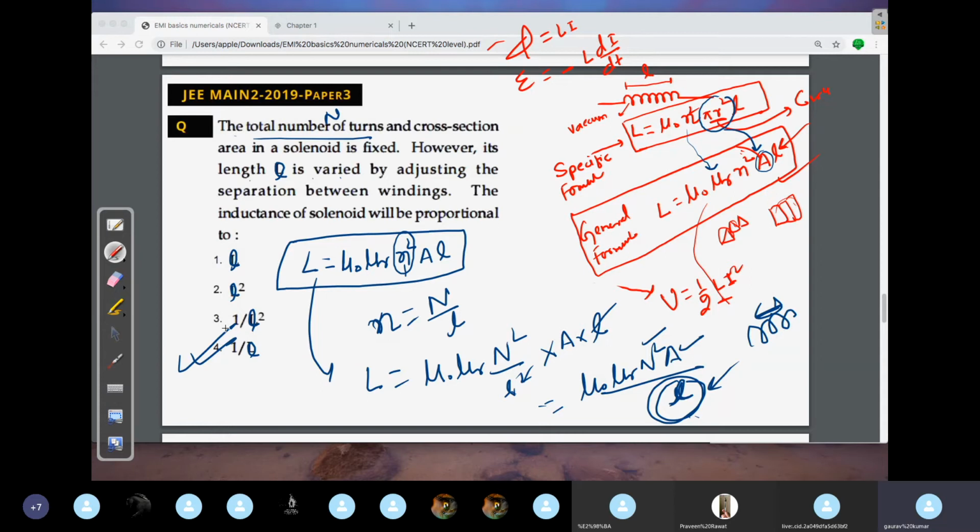Here you are just changing the length. How can you change that? If you bring the solenoid close, your l will decrease. If you bring the solenoid away, l will increase. But your area of cross section and total number of turns will remain the same, and hence the formula of L gets modified like this. The only variable you have is l, which is coming in the denominator, and therefore the option is 4. 4 is the correct option for the question.